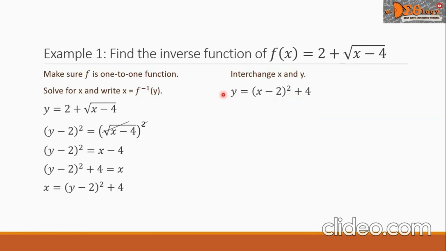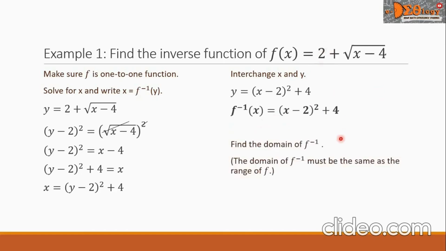And then we will return this y into a function notation, but this time it will be the inverse notation. So f inverse of x equals the square of x minus 2, then plus 4. This is actually the inverse function of the given function.